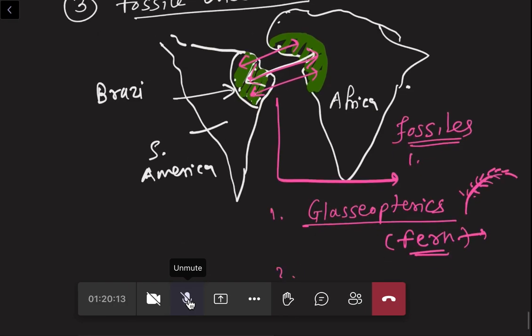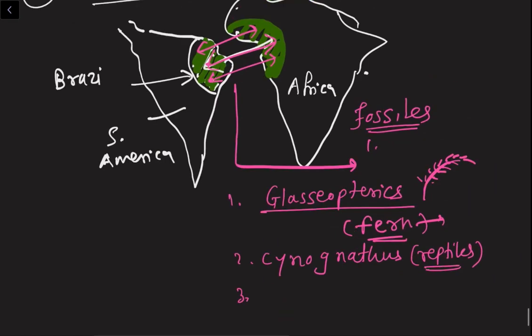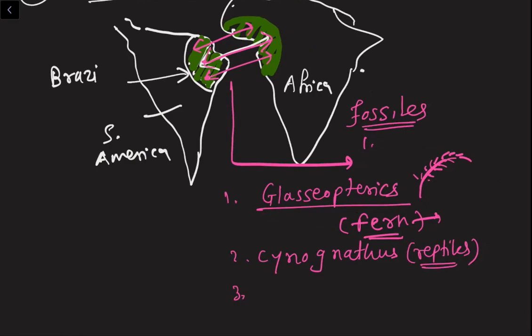Then there are Cynognathus. These are land reptiles. Then he also gave the evidence of Lystrosaurus. Then Mesosaurus. Now Mesosaurus was also a reptile.